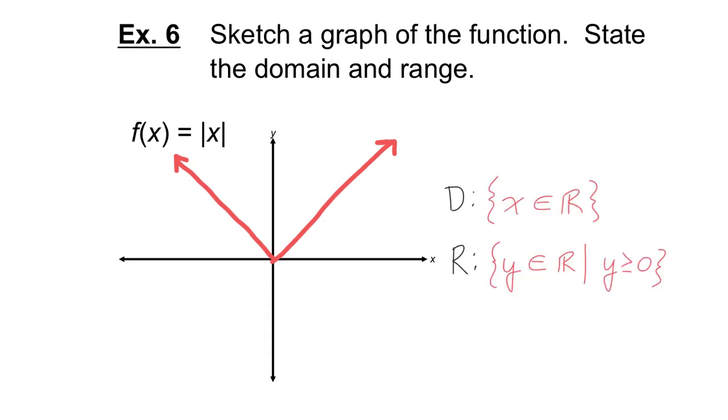Well, here you are. I hope you didn't get tricked and added any restrictions on the domain, because x can be any real number. It can be negative, it can be positive, it can be 0. There's no restrictions on x. So this is how you write the domain. Y has a restriction though. Y must be greater than or equal to 0.